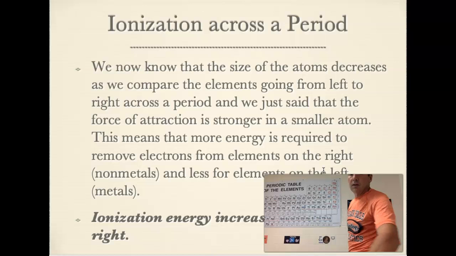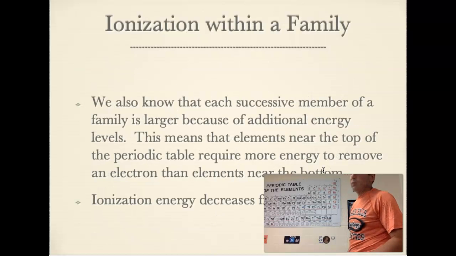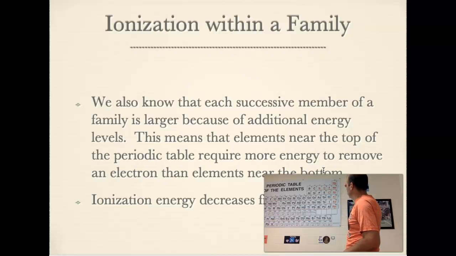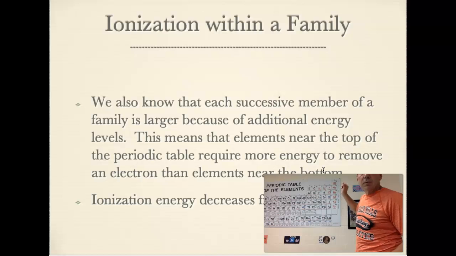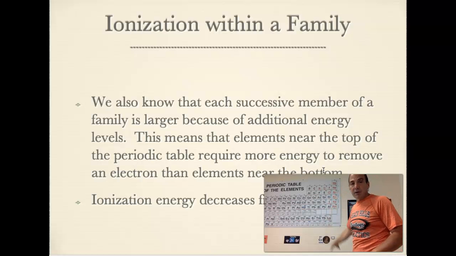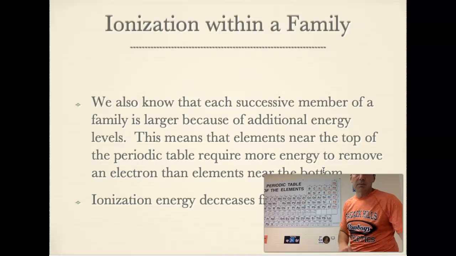Okay, what about from top to bottom? Well, we said that the size increases as you go down, right? Helium is the smallest, then neon, argon, krypton, xenon, radon, oganesson. Okay, so if it's getting bigger as you go down, then it should be getting easier to take an electron. And so ionization energy decreases from top to bottom.